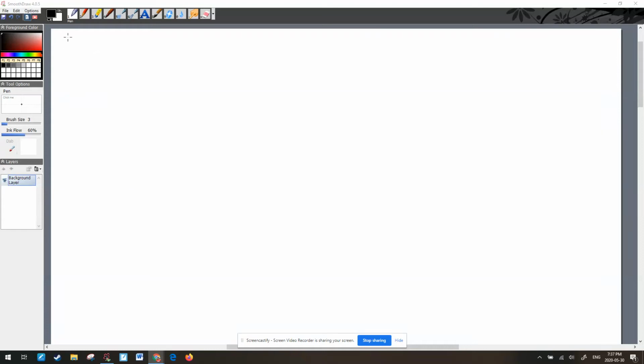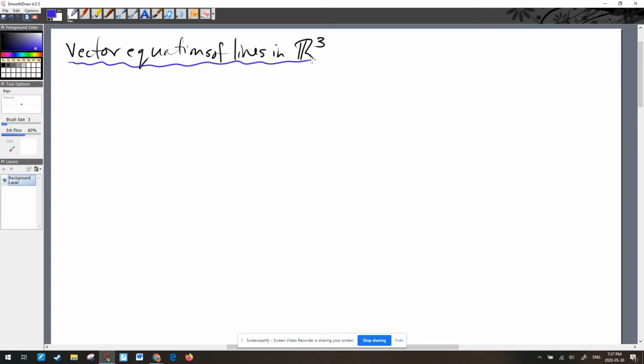Right, children, on we go. Today we are going to talk about vector equations of lines in R3. Okay, so we have spent 4 years of our high school career playing with lines in R2. And now we're going to talk about lines in R3.